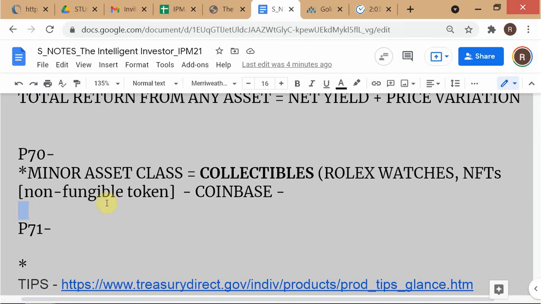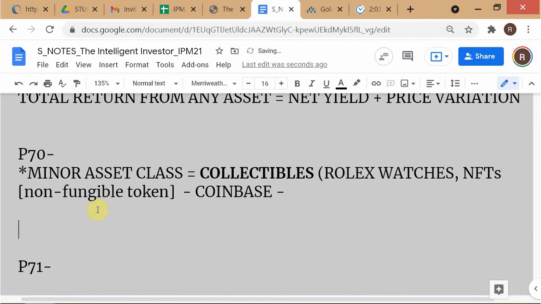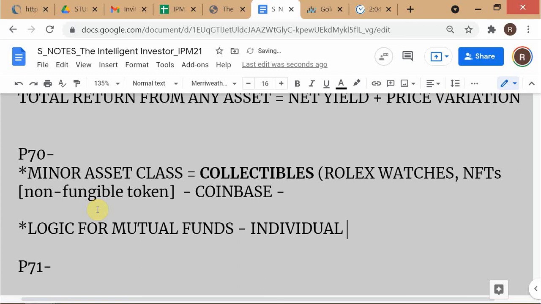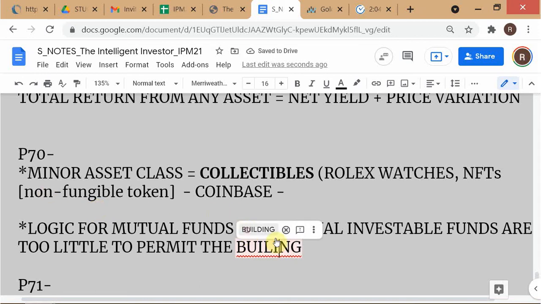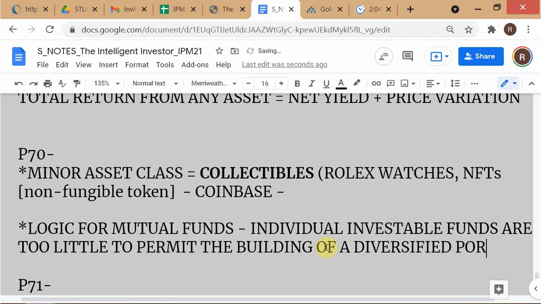Okay, so maybe I should write this as well, because I don't think all of you, at least, are clear about this. We should write this as a separate point, which is the logic for mutual funds: individual investable funds are too little to permit the building of a diversified portfolio.